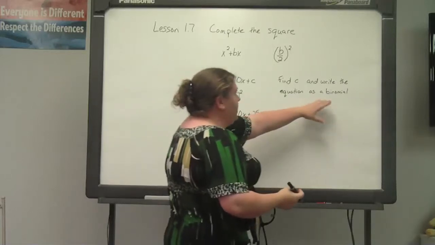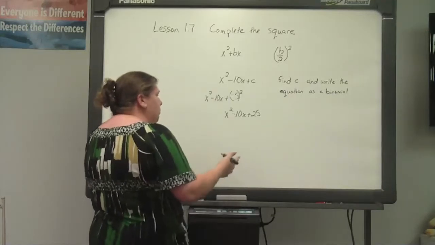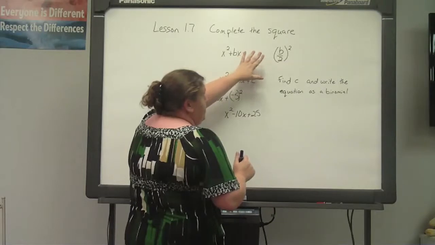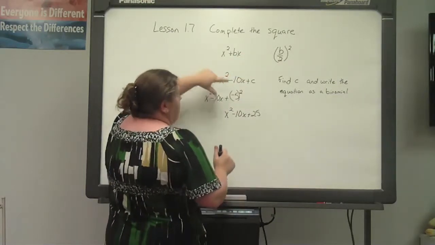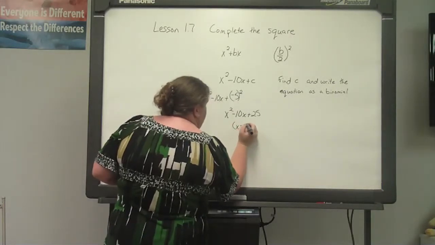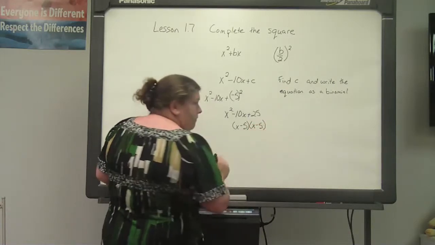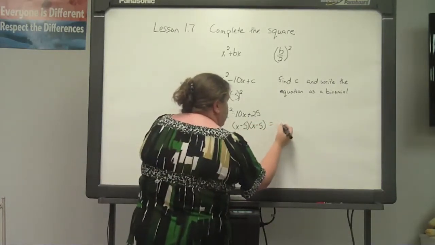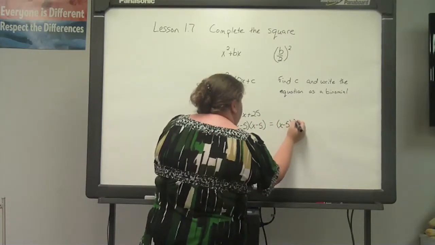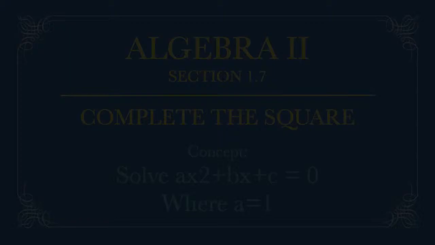But now we have to look, and they want us to write it as a binomial. All right, so what we want to do is take into account that we found that our b divided by 2 is a negative 5. And so we can go ahead and rewrite as x minus 5 times x minus 5, which can be rewritten since they're the exact same. You're going to say x minus 5 squared. And so now we have written the equation as a binomial.